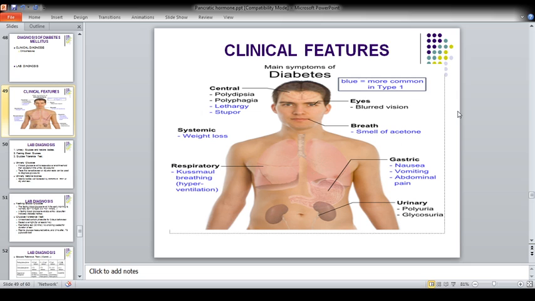Stupor is when extreme hyperglycemia, more than 600 milligram per deciliter sugar, is present in a patient. The patient can undergo a coma-like state. He would be awake, opening his eyes, but would not be able to understand things or follow your commands or anything. This is known as stupor.